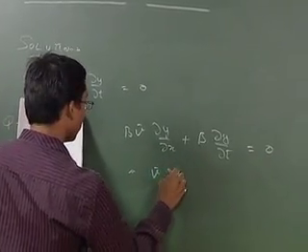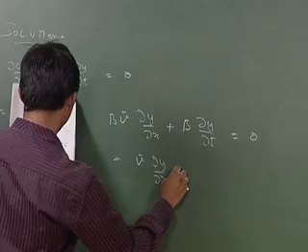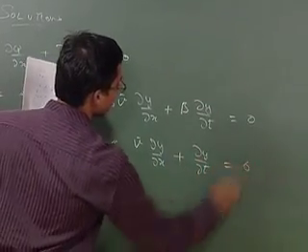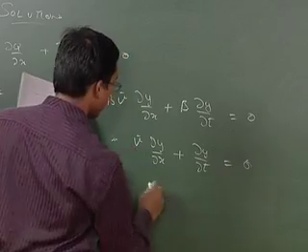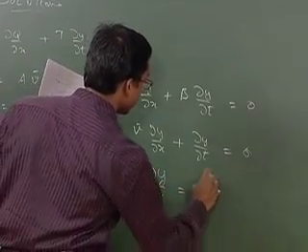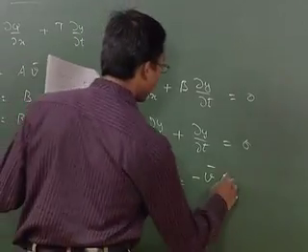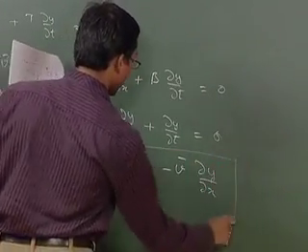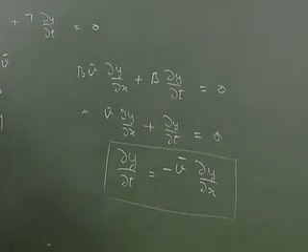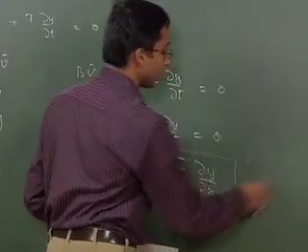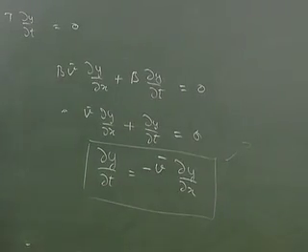V bar dou y by dou x plus dou y by dou t is equal to 0, or you can say dou y by dou t is equal to minus V bar dou y by dou x. So, you just tell me as an assignment what type of partial differential equation is this one.